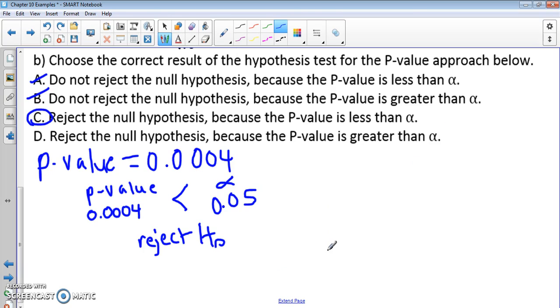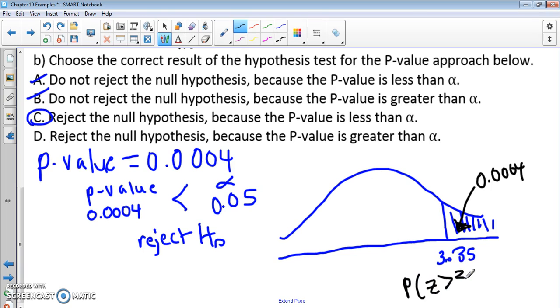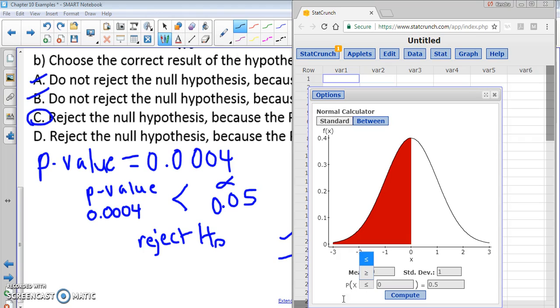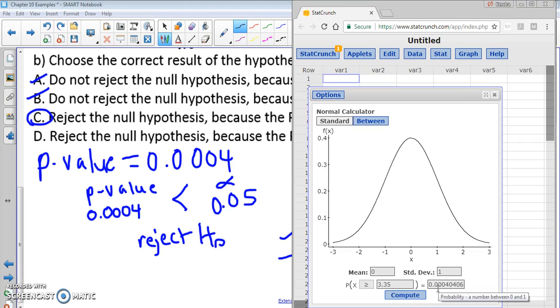So what actually is the p-value here? So if we look at this and think about it, the p-value is a probability, and it's that probability associated with that test statistic 3.35. So it's the probability of z being greater than 3.35. So let's verify this and look at this on StatCrunch. So if we go to Stat and then Calculators, Normal, we want the probability that z is greater than 3.35, and we hit compute, we're going to get 0.0004. So that's actually what that probability is.